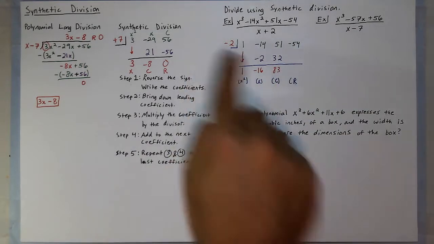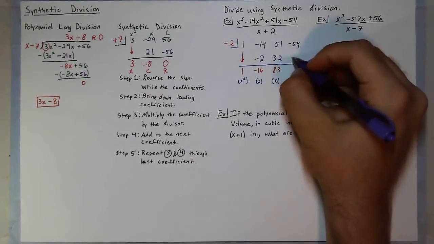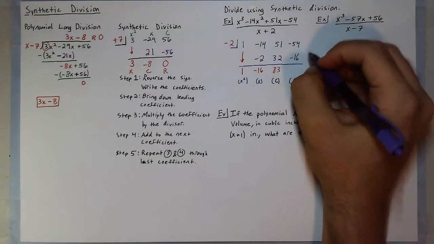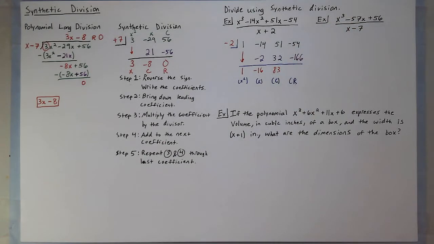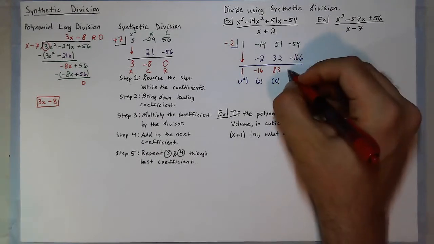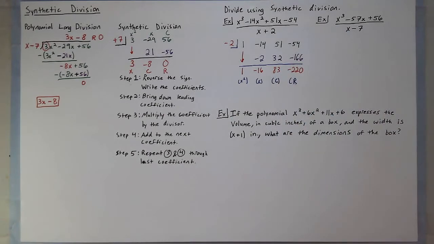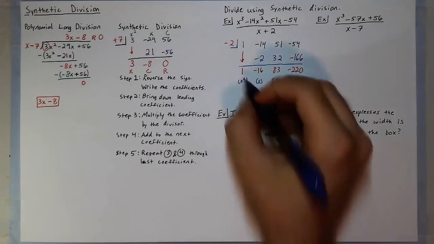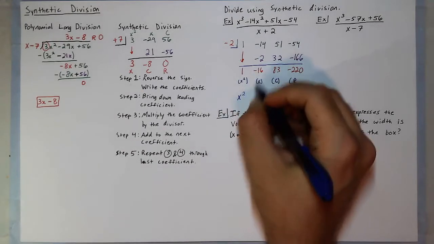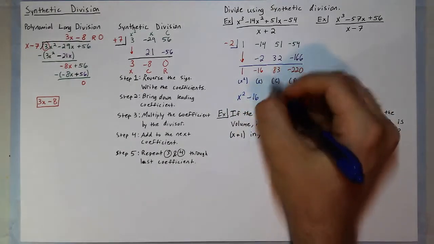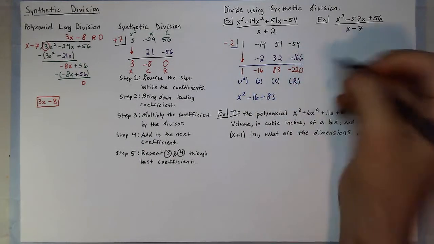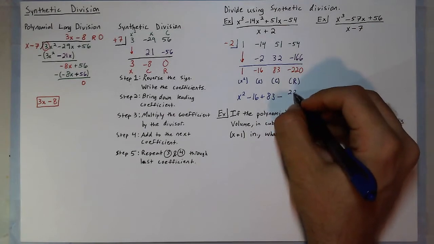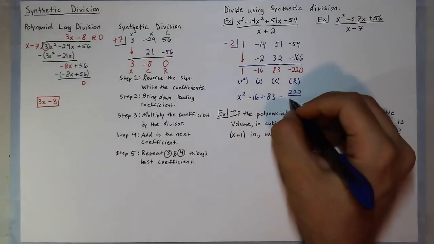And then negative 2 times 83 gives me negative 166. And then negative 54 plus negative 166 gives me negative 220. So my final answer when I write it will be 1x squared minus 16x plus 83, and then my remainder of negative 220, so I'll write minus 220 over my divisor, x plus 2.